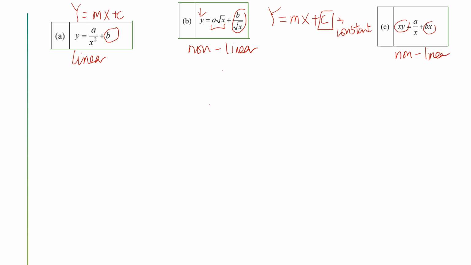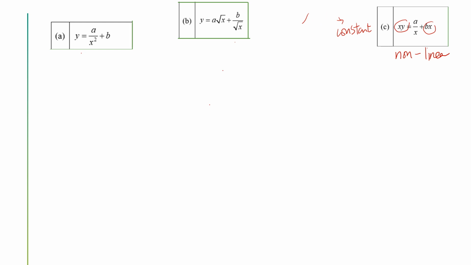Right, so the next question is, what skills are we going to apply to convert your non-linear form to linear form? Let's look at part A first. As I explained earlier, B is a constant. So I have a constant there, hence this is a linear form.